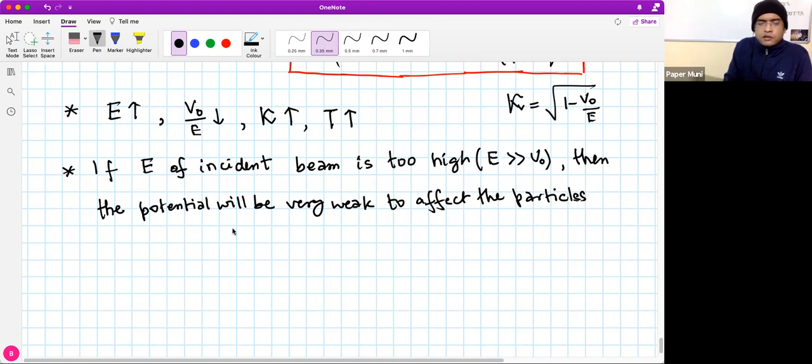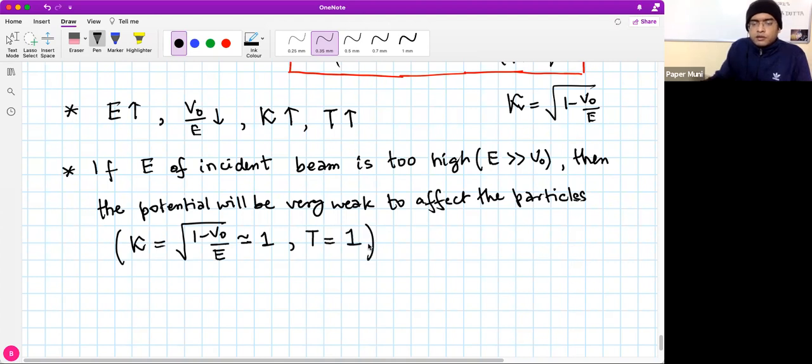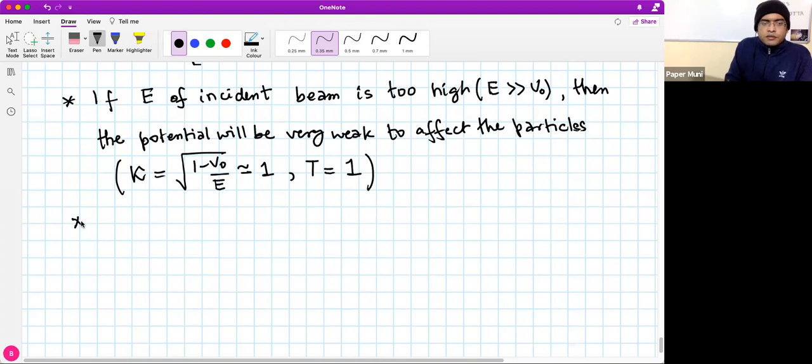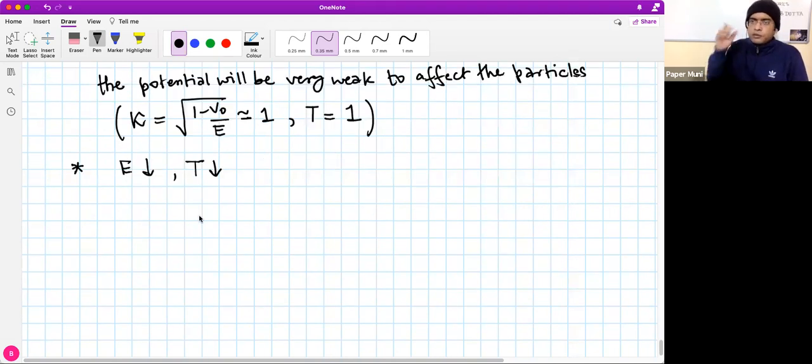What we see is kappa is equal to the square root of 1 minus V naught by E. If the energy is very high, this will be almost equal to 1, and if you substitute this, T becomes 1. If the energy decreases, the transmission coefficient will also decrease, because the energy of the beam will be closer to the potential energy, and the potential will be strong enough to affect the particles.